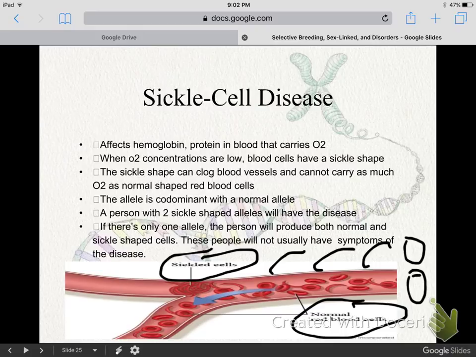So, for this trait, the allele is actually codominant with a normal allele, so one is not dominant over the other. So, a person with 2 sickle-shaped alleles is definitely going to have the disease. However, if you have one allele saying that you don't have it, and one saying that you do have it, because it's codominant, then that person is going to produce both. So they'll have normal red blood cells and sickle-shaped red blood cells. So it'll be a combination of the two. These people typically don't have symptoms of sickle cell disease because there's not enough sickle-shaped cells to cause much damage.